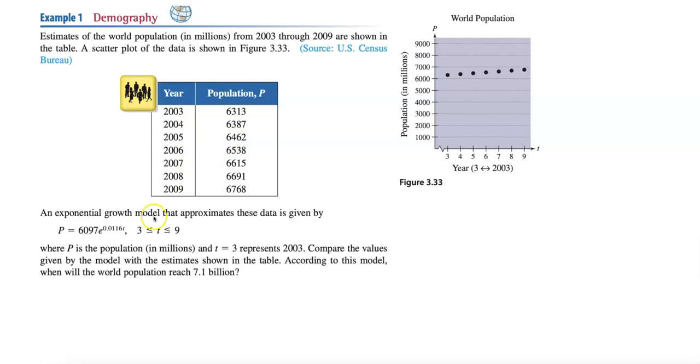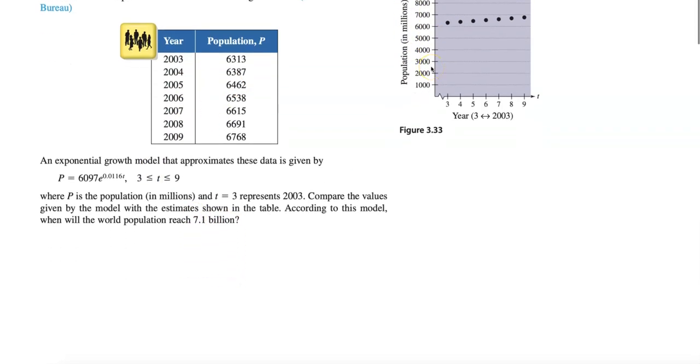So the key thing with this is that 7.1 billion, but our table is going in millions. So we want to figure out when this is going to be 7100. That's millions into billions, and it's a little confusing. So all we're going to do is exactly what they say: when does this thing reach this? So set it up: 7100 equals 6097 e to the 0.0116t. All we gotta do is solve it using some algebra and a calculator.